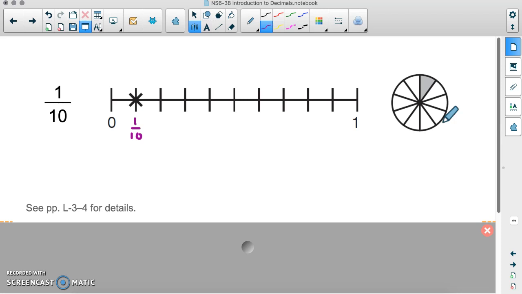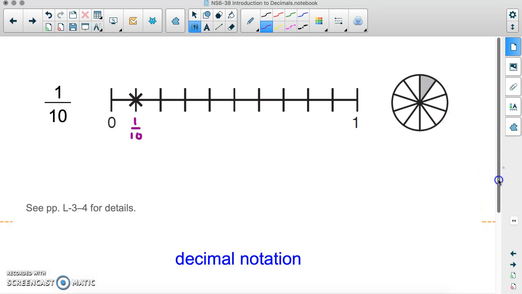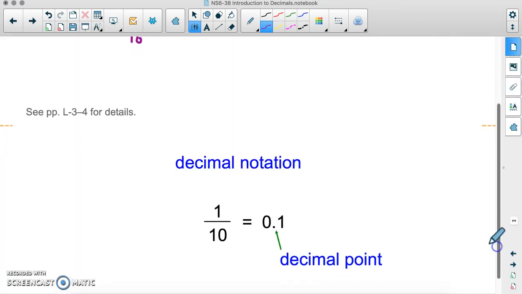So mathematicians have invented an easier way to write 1/10. This is called decimal notation. So with decimal notation, we can write the fraction 1/10 as a decimal, being 0 decimal point 1. The dot is called the decimal point. Mathematicians use decimal notation because it takes up less space on the page and it's easier to write than writing 1/10.